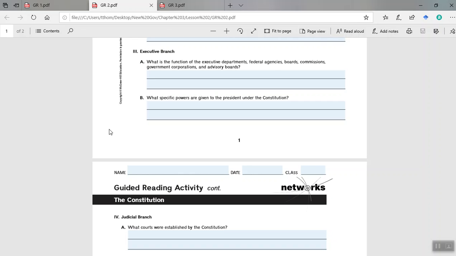Part 3, the executive branch. What is the function of the executive departments, federal agencies, boards, commissions, corporations, and advisory boards? They have to assist the president in carrying out his or her responsibilities. And B, right there: what specific powers are given to the president under the Constitution? He has the power to grant pardons, make treaties and agreements, appoint ambassadors and Supreme Court justices, fire officials, take emergency actions for the nation, and he serves as commander-in-chief.